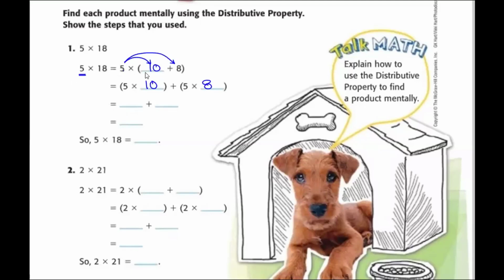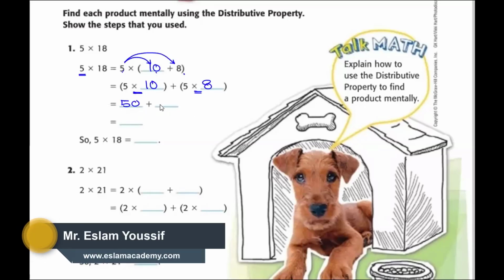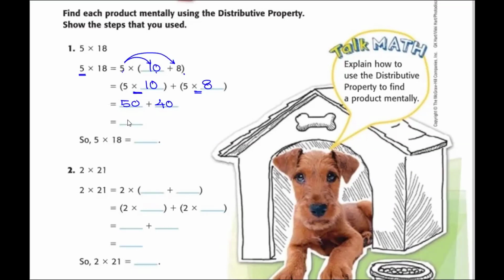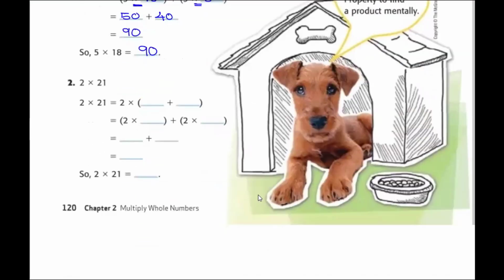At the first, I will multiply 5 times 10, then 5 times 8. After that, the second step, I will find the answer. So step number 1, just distribute. Step number 2, find the answer. What is the answer for the first bracket, 5 times 10? 50. What is the answer for the second bracket? 40. Can you add them together? 90. So 5 times 18 equals 90. Thanks.